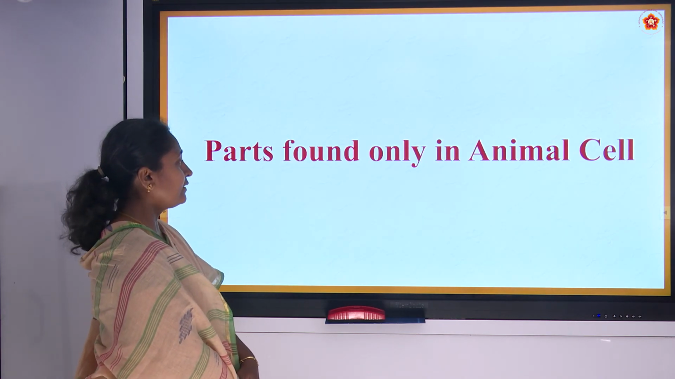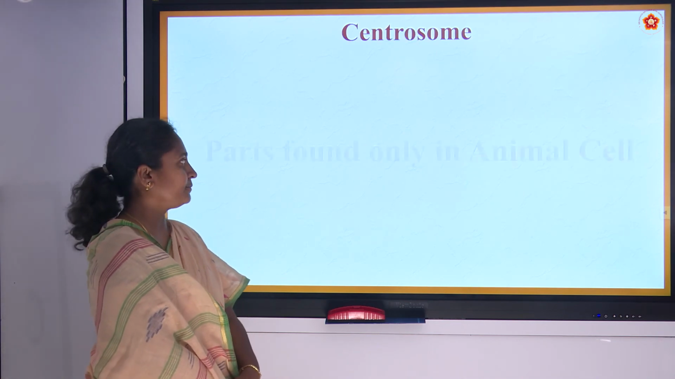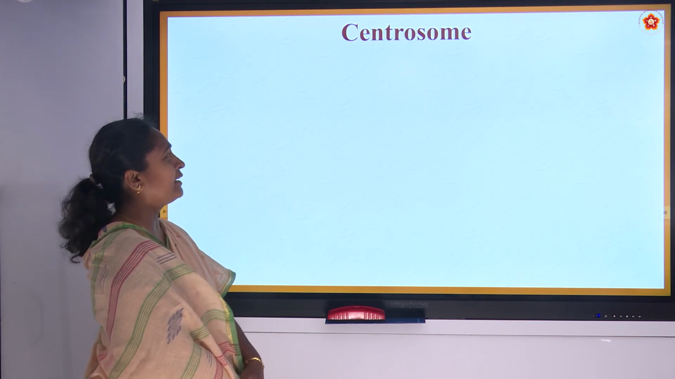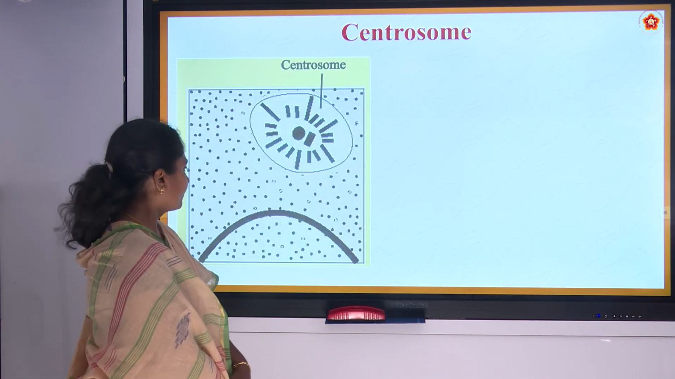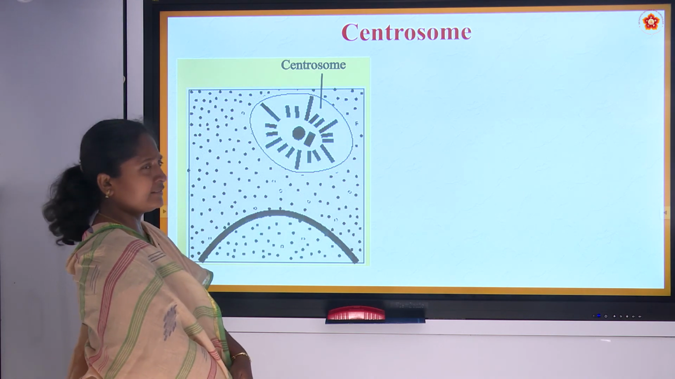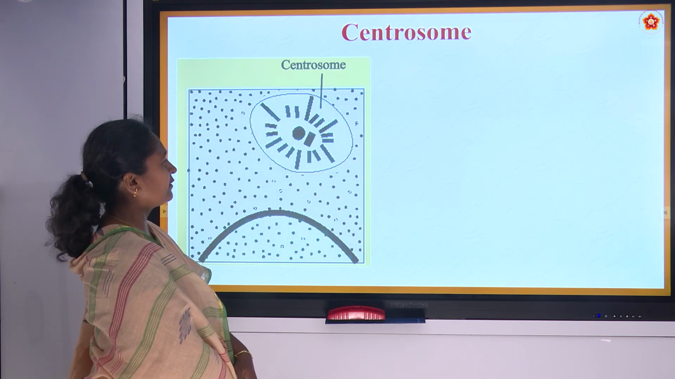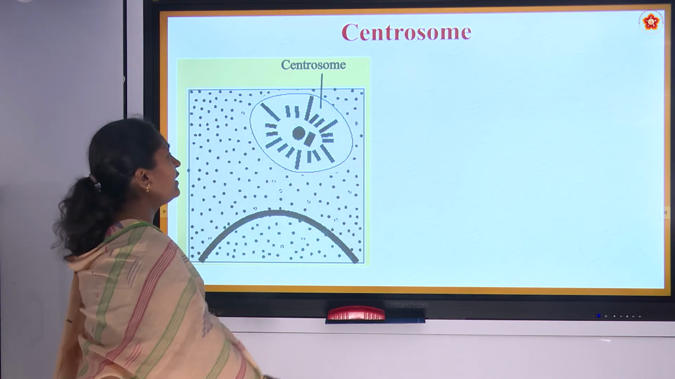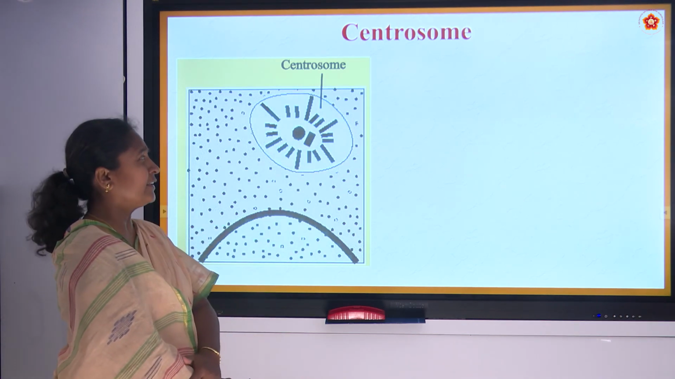Now, we will see the organelles present only in the animal cell. The first organelle is known as centrosome. First, we will see the structure. The centrosome is mostly present adjacent to the nucleus, and the centrosome will be like a small circle where you can see two tiny granules which are present inside the centrosome.